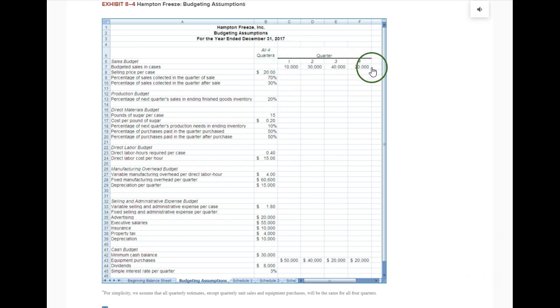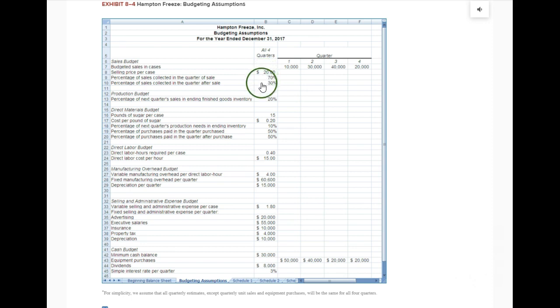Again, we have 4 quarters for the year. We expect to sell 10,000 units. These are units here, not dollars. 10,000 units in the first quarter, 30,000 second quarter, and then 40,000, and then 20,000. Our selling price per unit, per case in this situation, is $20.